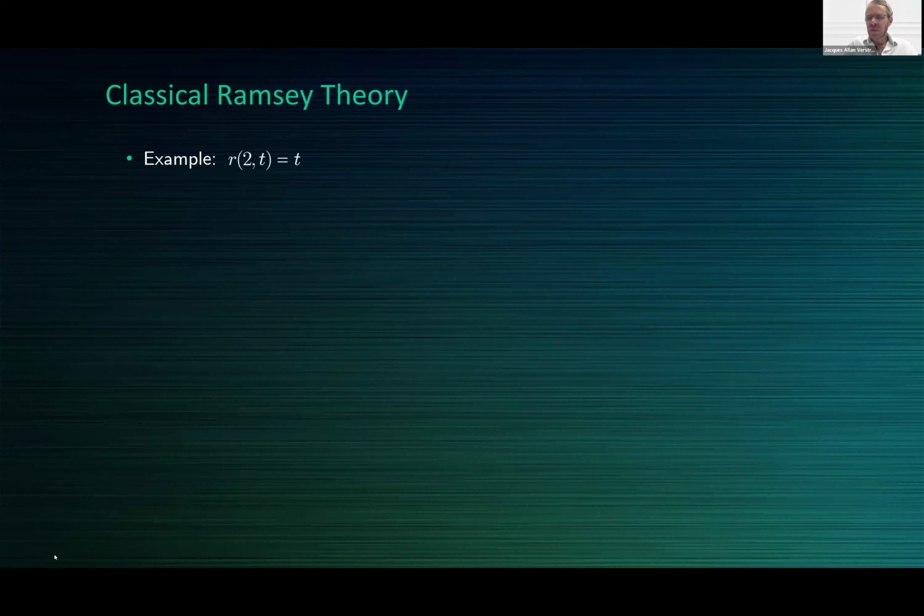And so just to give you a feeling for what these numbers actually are, r(2,t) is t. Simply, if you again use the definition, you color a complete graph of order t. If there's a red edge, then that is the significance of the 2 there. That's a red K_2. Whereas if there is no red edge, well, then of course all the edges are blue, and the entire thing is a blue K_t. So clearly, r(2,t) is t.